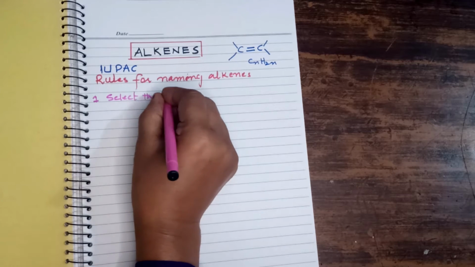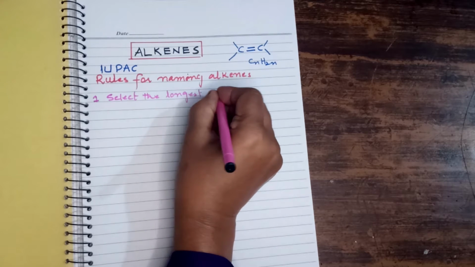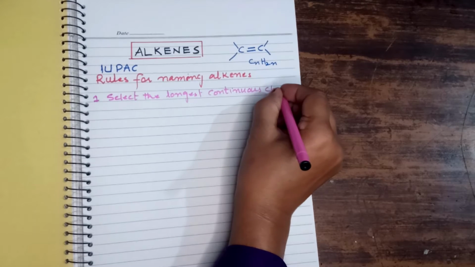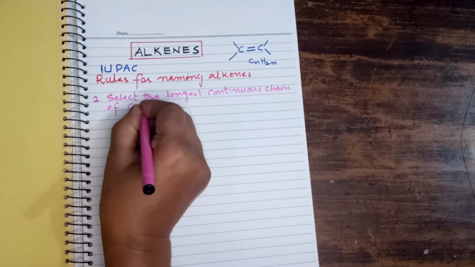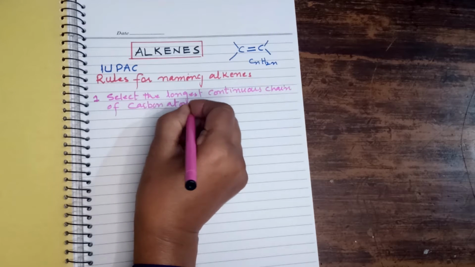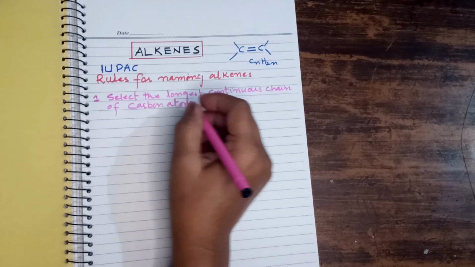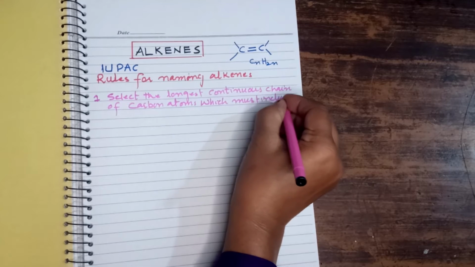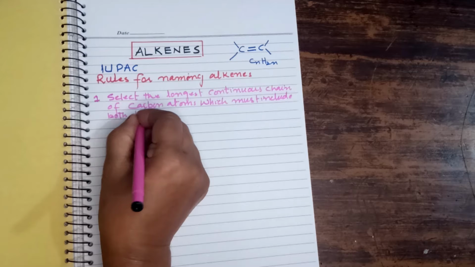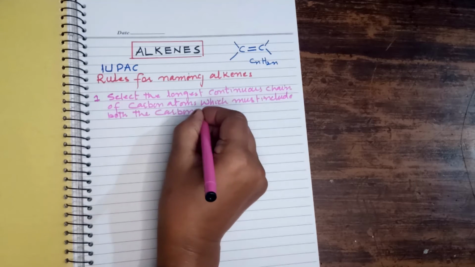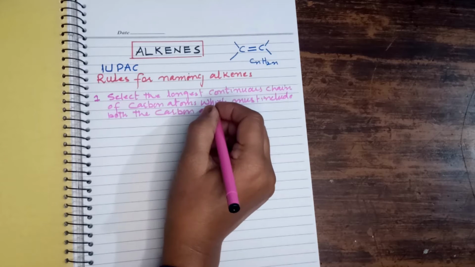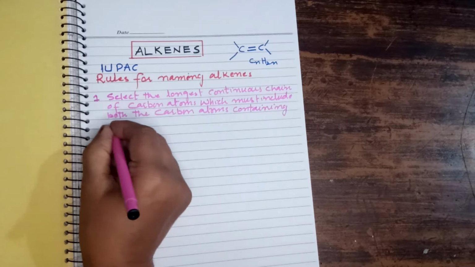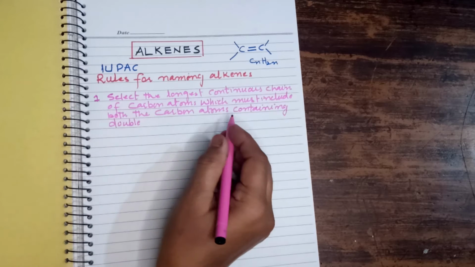Select the longest continuous chain of carbon atoms which must include both the carbon atoms containing the double bond. Right, students? This is the first rule.